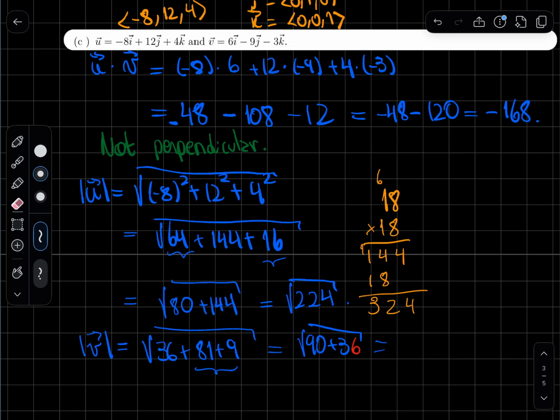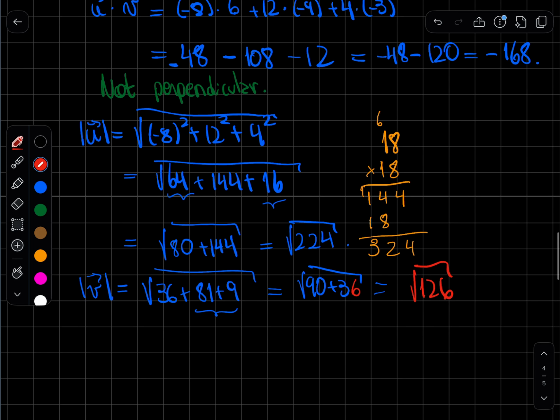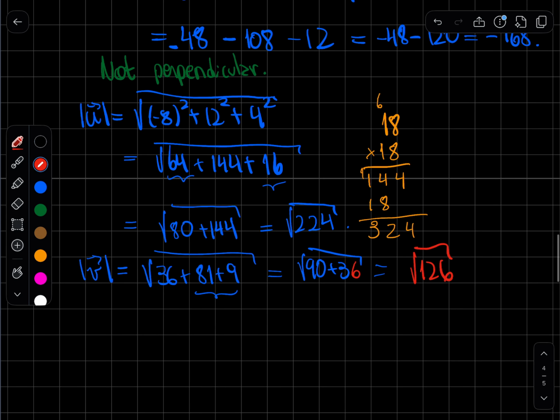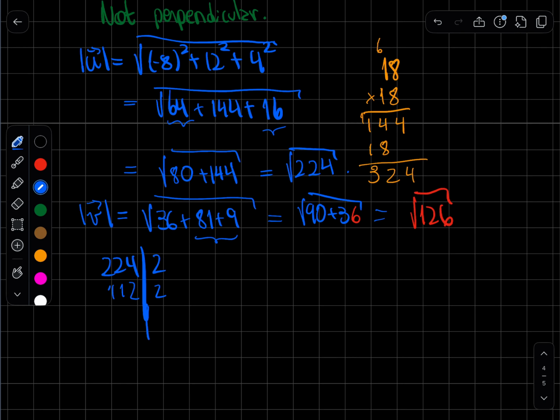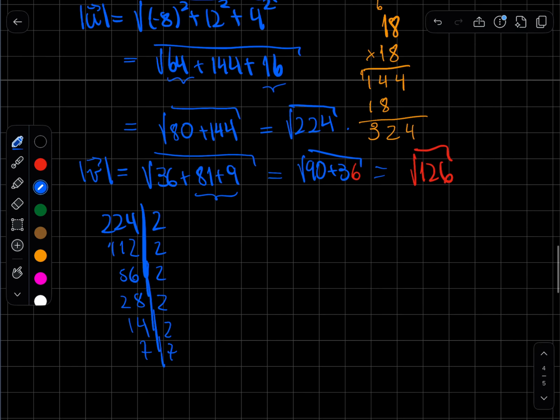I was, again, trying to hopefully make it something easy, something simple. Yeah, I was wrong about this. But again, I'm making this too long. But 224, I can factor 2: 112 divided by 2, that's 56 divided by 2, this is 28 divided by 2, that's 14. Divided by 2, that's 7. Divided by 7, that's 1.